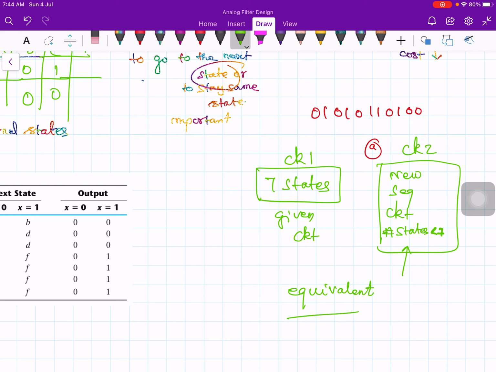So obviously one should choose the circuit which uses the least number of states. These two circuits are equivalent as far as the input and output are concerned, not in the internal structure or how the gates are connected. We least bother about it. As an end user, I don't worry about what is inside. I worry only about the input and output behavior.